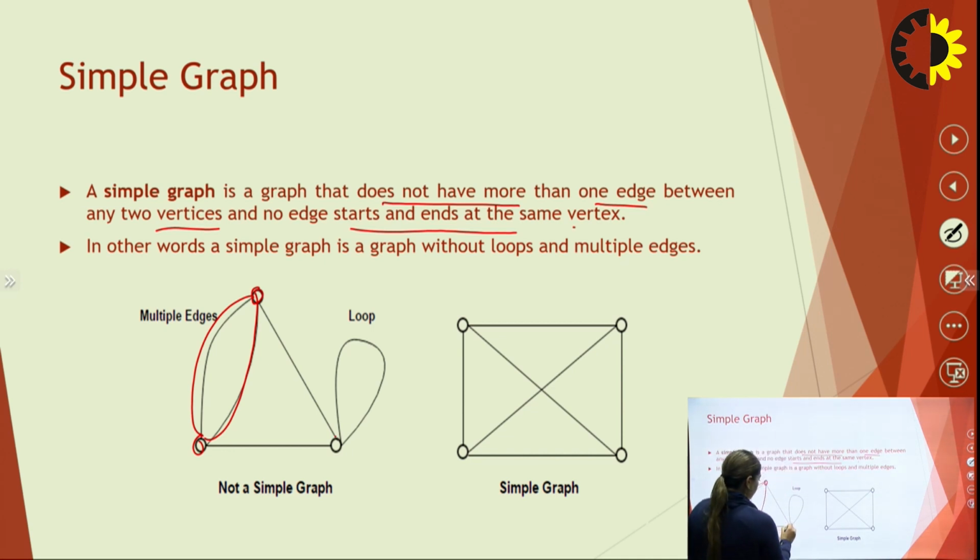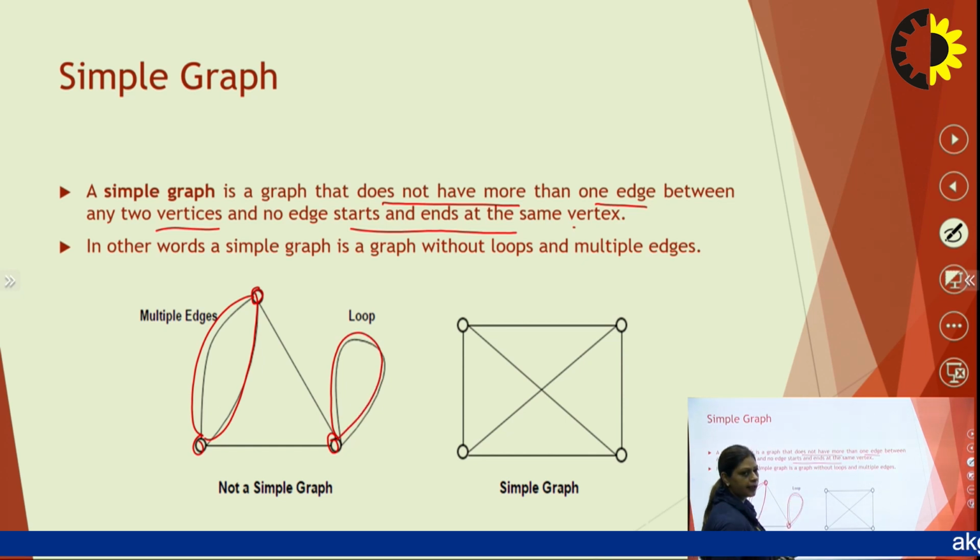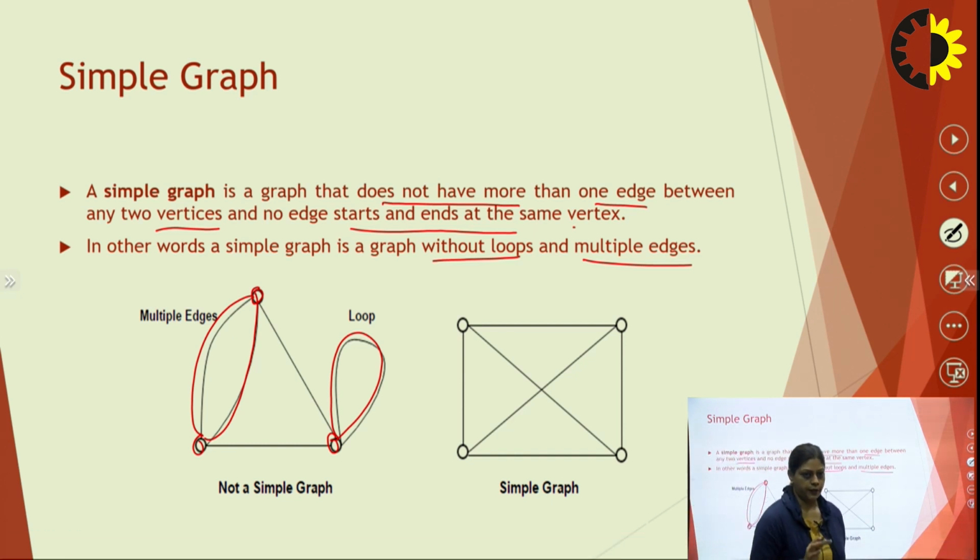Now you can see this vertex. This edge is a loop which is starting and ending at the same vertex. So these types of edges are not permitted in a simple graph, right? In other words, a simple graph is a graph without loops and multiple edges, right? This is a loop and these are the multiple edges. Multiple edges are the edges that have the same endpoints, right?